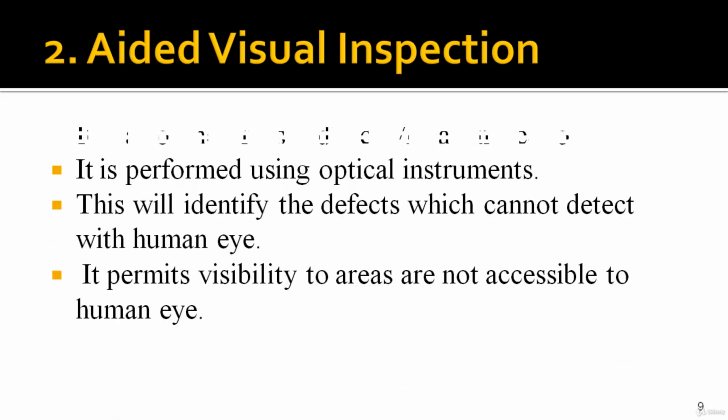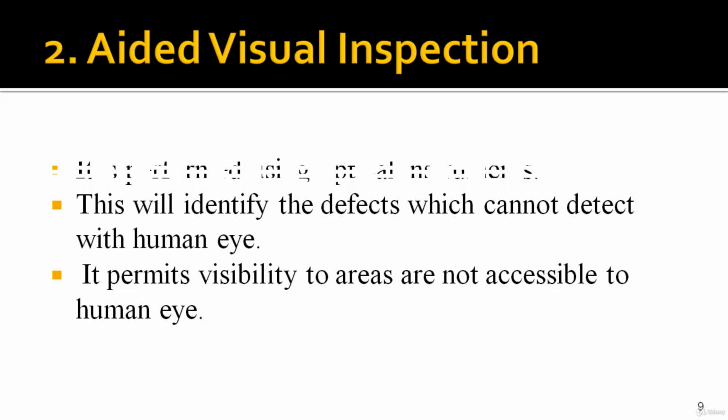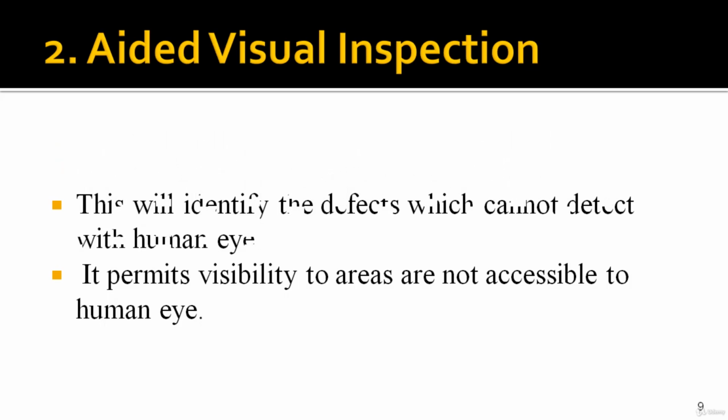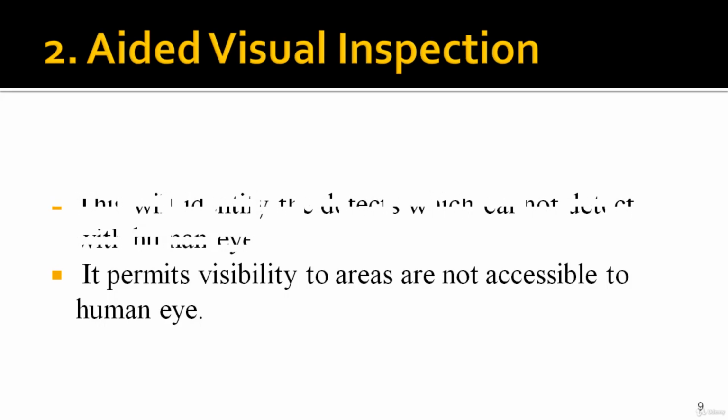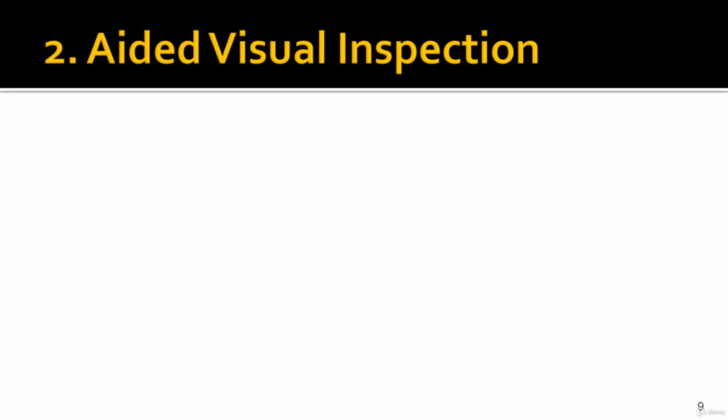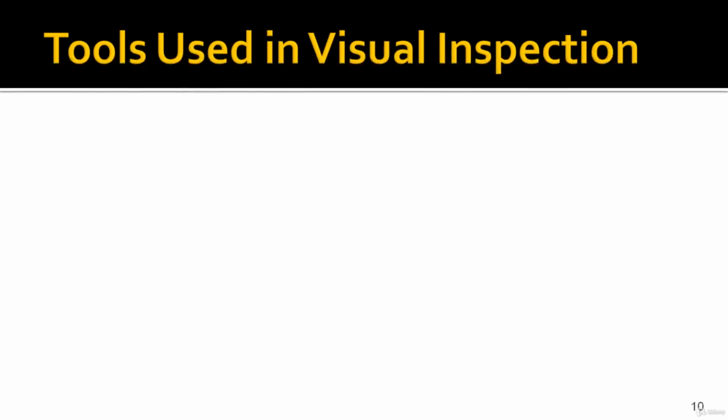It permits visibility to areas that are not accessible to human eyes. There are some areas where we cannot see, but when we use these aided visual instruments, we can see those particular areas also. So what are the tools used in visual inspection?